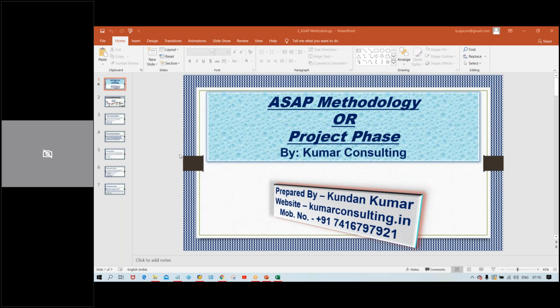Now, if we talk about an implementation project, guys, what is this implementation? Implementation means the first-time installation of SAP in any particular organization, right? First installation of SAP in a particular organization.